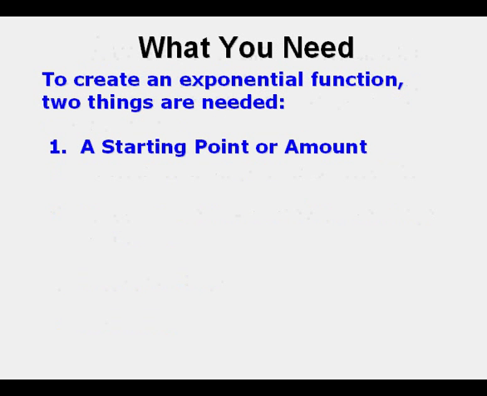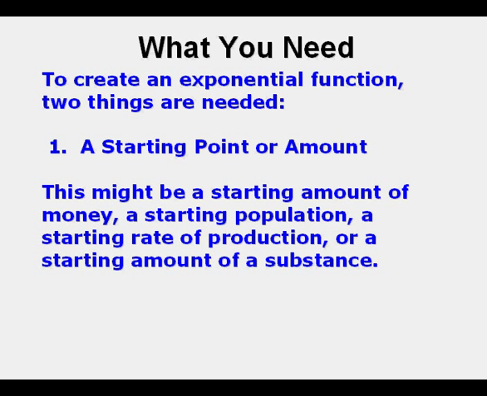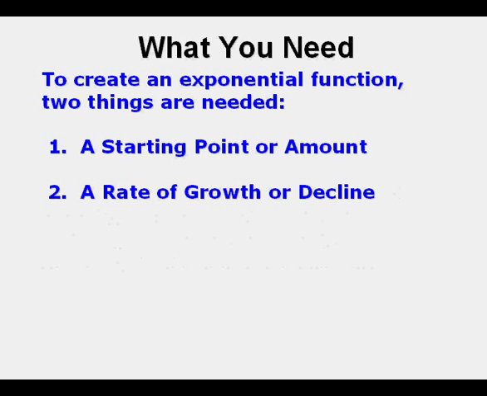To create an exponential function, 2 things are needed. First, we need a starting point or amount. And this might be a starting amount of money, a starting population, a starting rate of production, or a starting amount of a substance. Typically, this will happen at time equals 0, or an input value of 0.